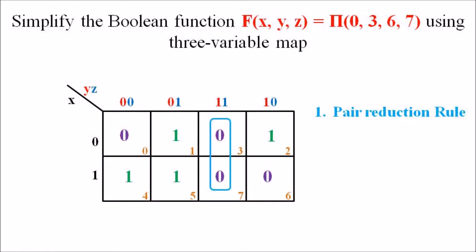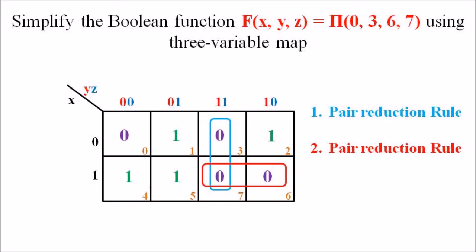Firstly, we are applying pair reduction in this K-map. We are pairing the cells 3 and 7 with a blue marking. So the first pair is cell 3 and cell 7, that is M3, M7. Secondly, we are pairing the cells 7 and 6, that is M7 and M6 are paired. This pair is represented in red. We can see the cell 0 cannot be paired with any of its neighboring cells. So for the cell 0, there is no reduction and it is marked in yellow color.